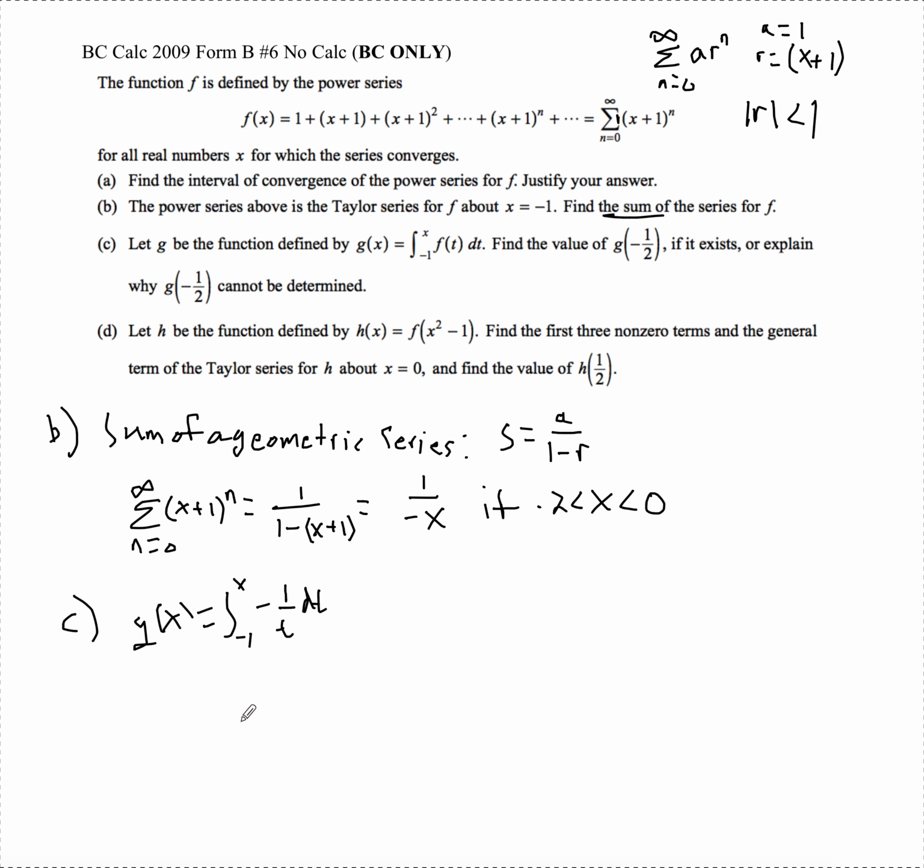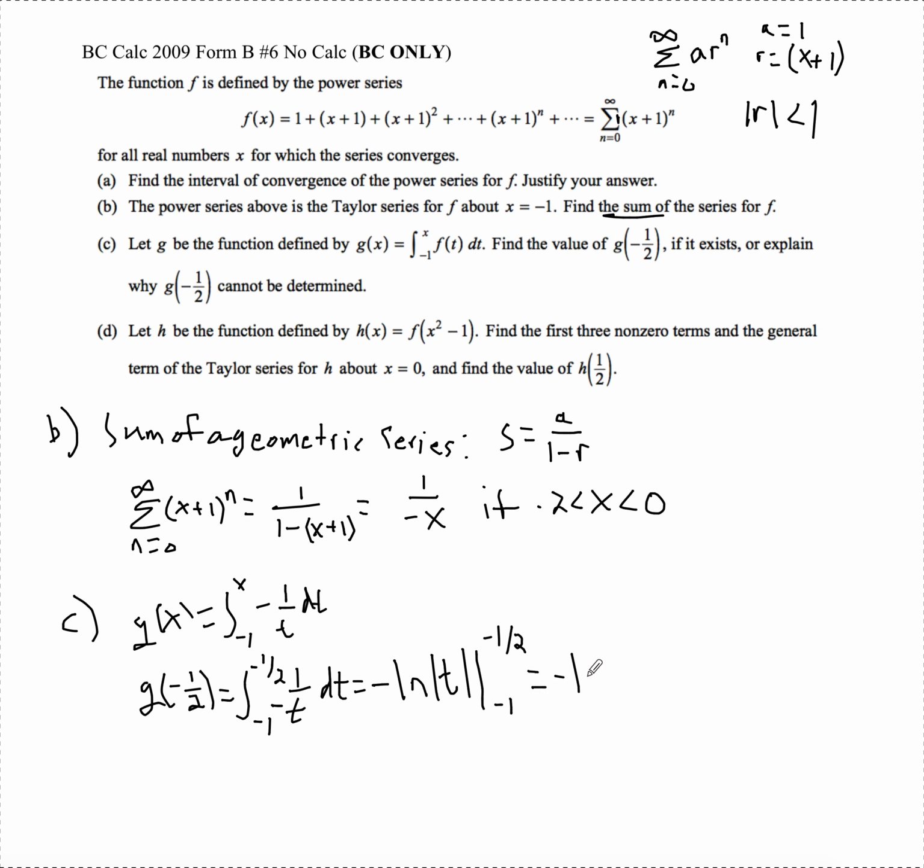Find the value of g of negative half, if it exists, or explain why it cannot be determined. So I want g of negative half. That'd be the integral from negative 1 to negative half of negative 1 over t dt. That looks like an integral I can do. The antiderivative of negative 1 over t dt would be negative natural log of the absolute value of t. Notice the negative is just a constant multiple, so I pulled it out, and then the antiderivative of 1 over t is natural log of absolute value of t. Evaluate from negative 1 to negative half.